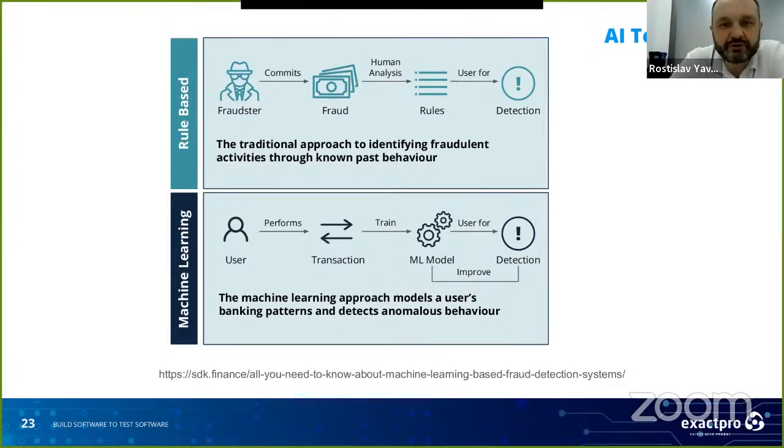So the traditional approach is about analyzing activities from past behavior. You already have examples of what fraud is, and then you use these examples to find other similar behavior. And the other approach, which is quite popular currently, is about applying machine learning.